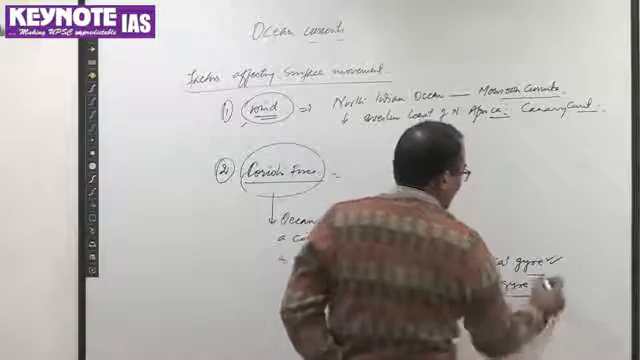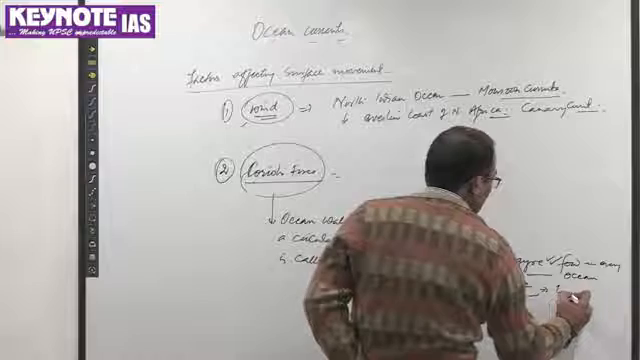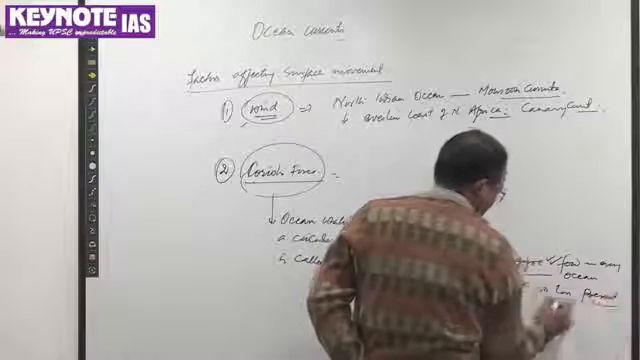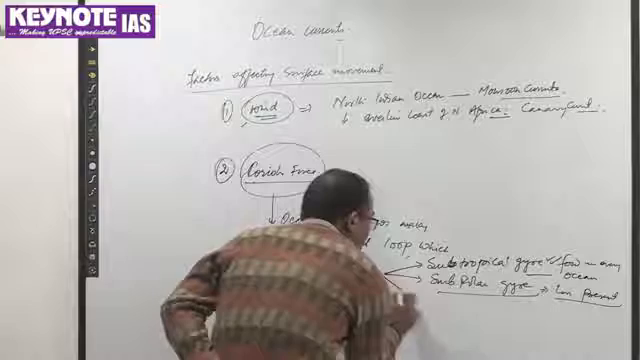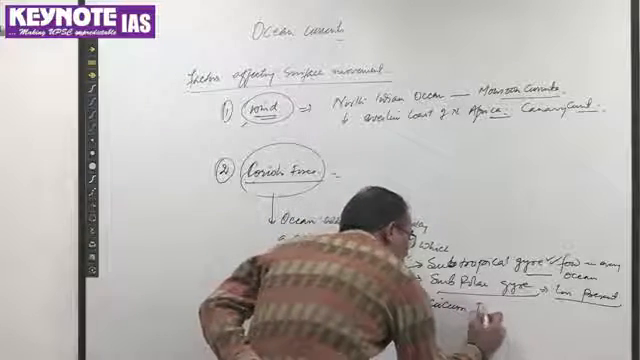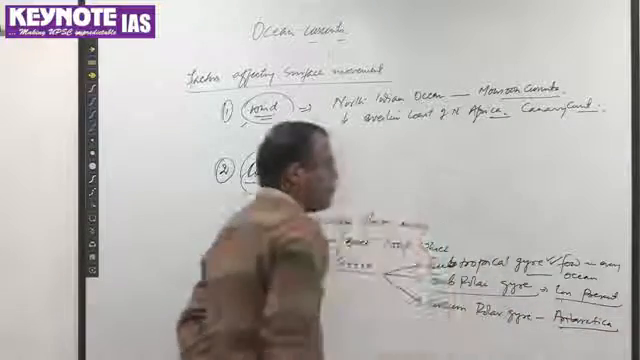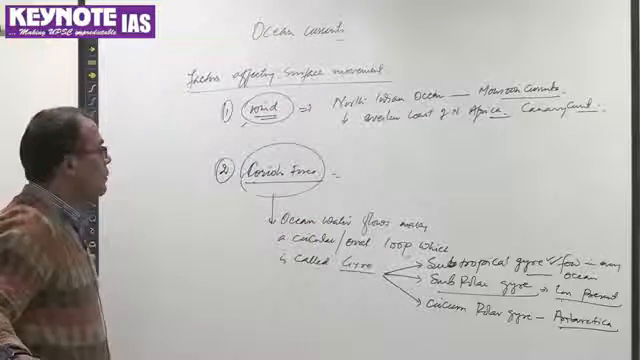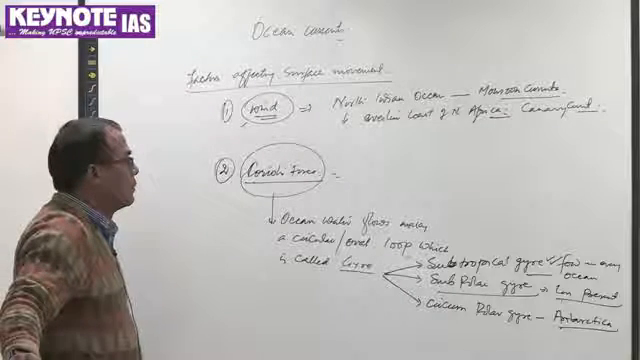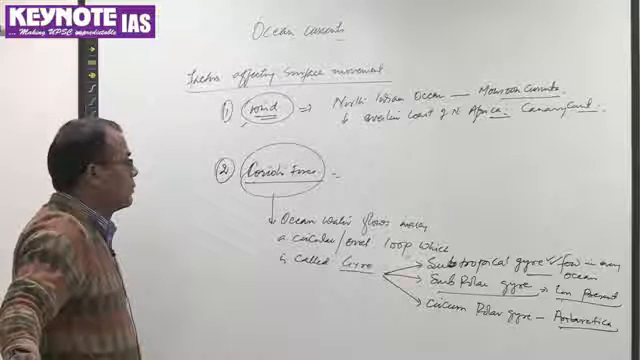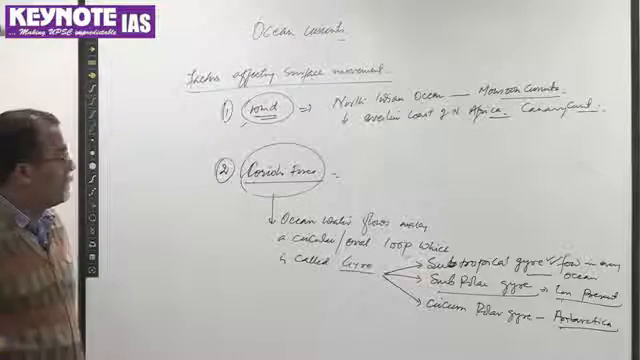Very prominent, found in every ocean. Less present. Then we have circumpolar gyre, most developed in Antarctic. The perfect circular gyre or loop is created in Antarctic.